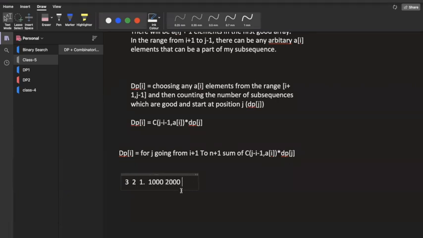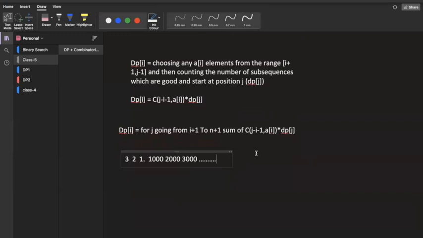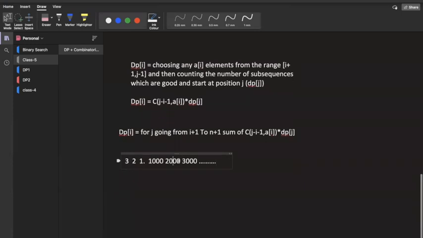1000, 2000, 3000, and so on, like all very large values. So let's suppose your j is at 2000 and i is at 3. In this case, there should only be one possible answer. That is, let's suppose 3 to 1 or 3 and anything. So let's suppose your j is at 2000.